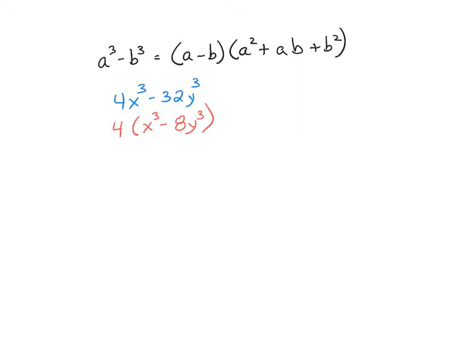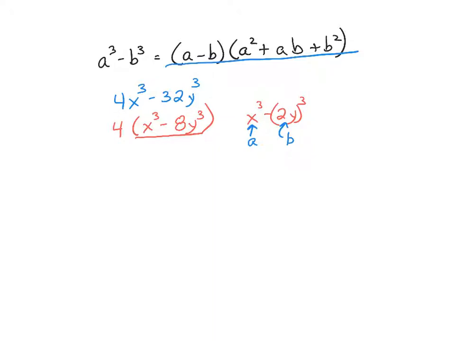Now, this x cubed minus 8y cubed is a difference of perfect cubes. And once again, I could rewrite this if I want to. It's x cubed minus 2y in parentheses cubed. So that means that my a is going to be equal to x, and my b is equal to 2y. I'm going to use this formula in order to factor x cubed minus 8y to the third power. Why don't you stop this for a second, see if you can go through and do that, and then turn this back on again and follow me as I do it.